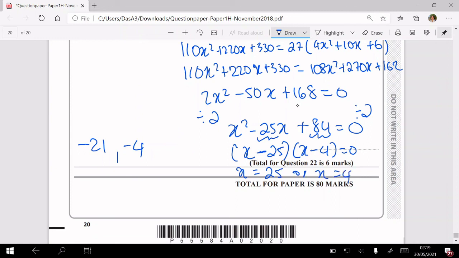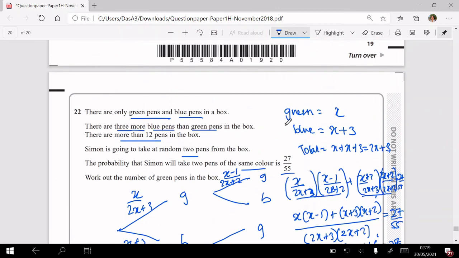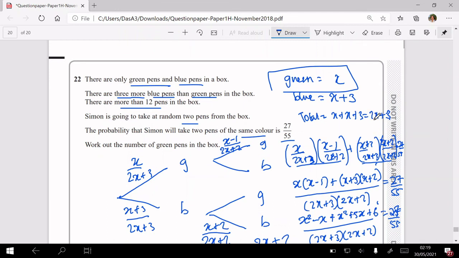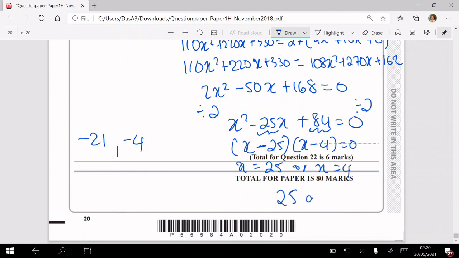Now, how do we know whether x is equal to 21 or x equal to 4? To do that, we need to go all the way up and see what x represents. X represents the number of green. So we know that there are more than 12 pens in the box. So if x is 4, that would mean 2 times 4 plus 3, which is 8 plus 3, which would give you 11. It wouldn't be 12. So definitely x must be 21. So the number of green pens is 21 green pens.